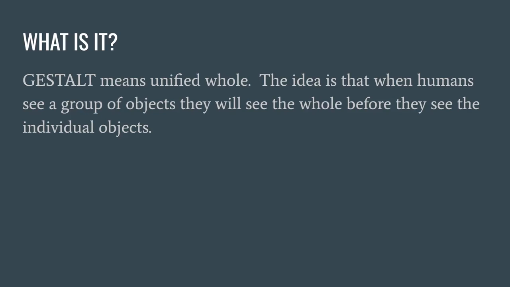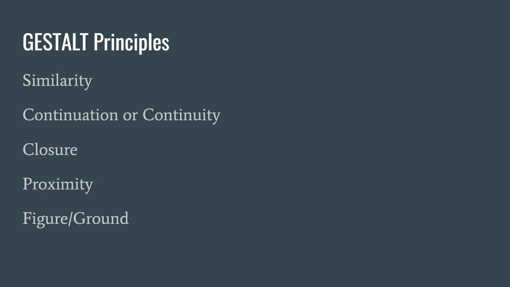Gestalt means a unified whole. The idea is that when humans see a group of objects, they'll see the whole before they see the individual objects. This just comes from the way our brains are wired. When we see things in our environment, we try to make them fit. Like, why do these things fit together? Why are they here? It's almost like our brains are trying to solve a mystery. And we can take advantage of that with these principles.